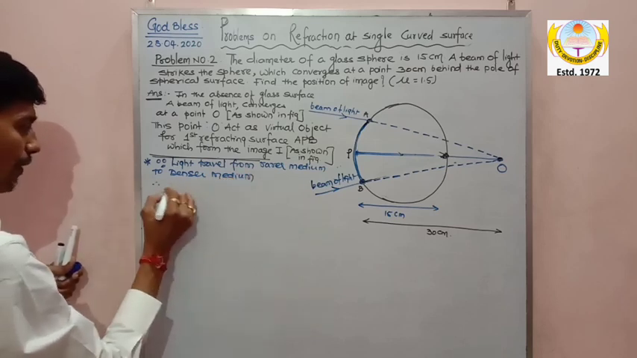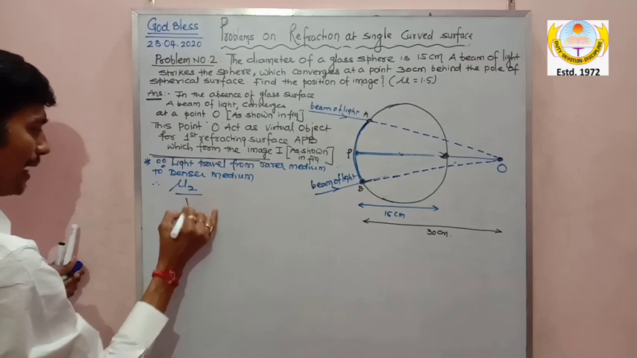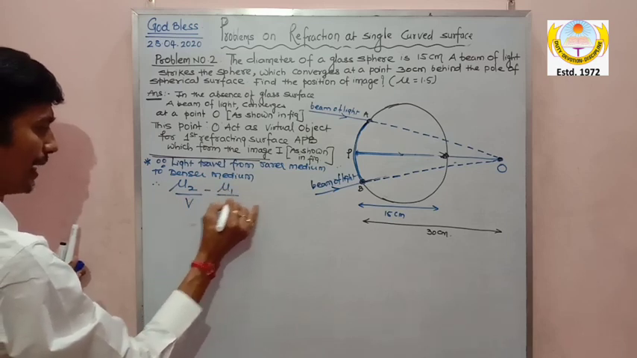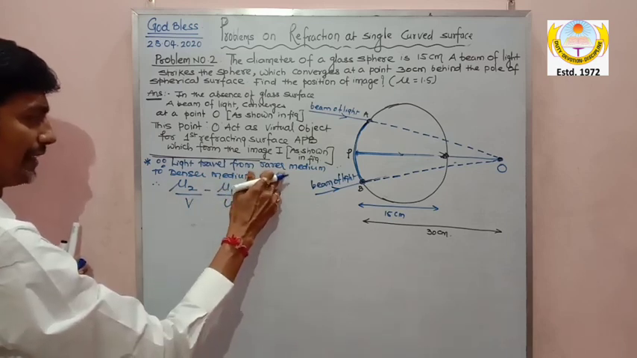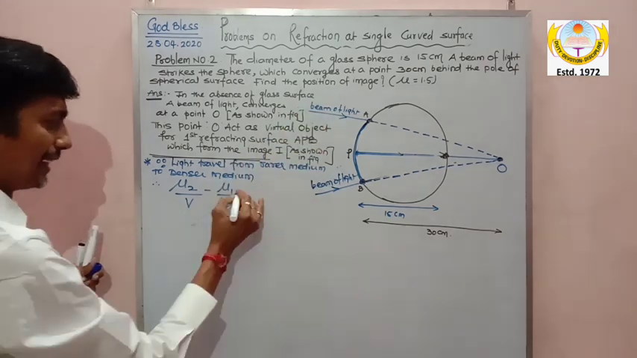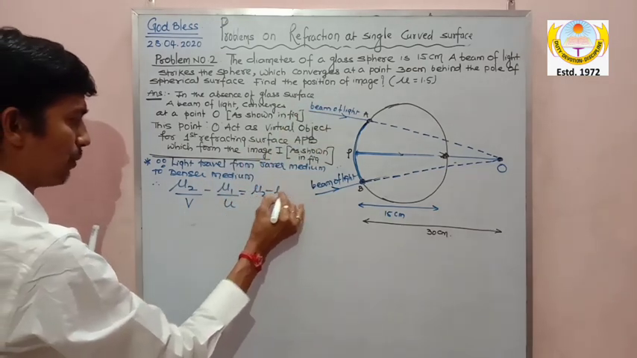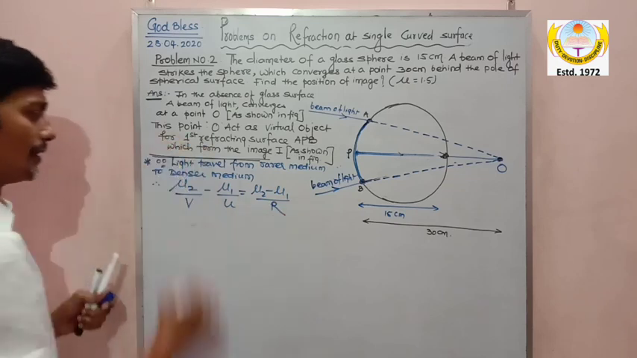therefore, what will be the formula? Mu2 divided by V minus mu1 divided by U, because the object is in the rarer medium, is equal to mu2 minus mu1 divided by R.